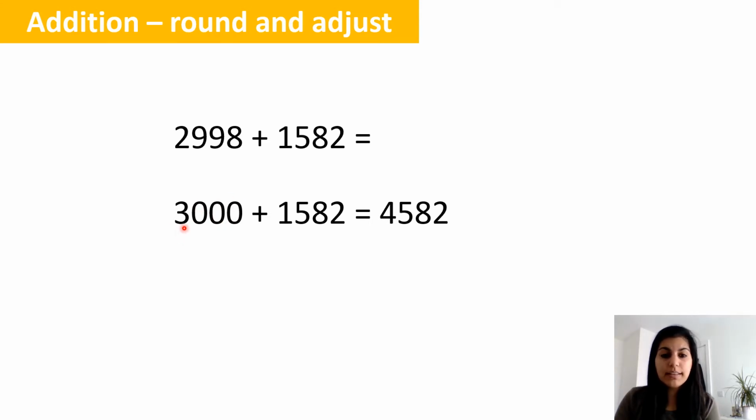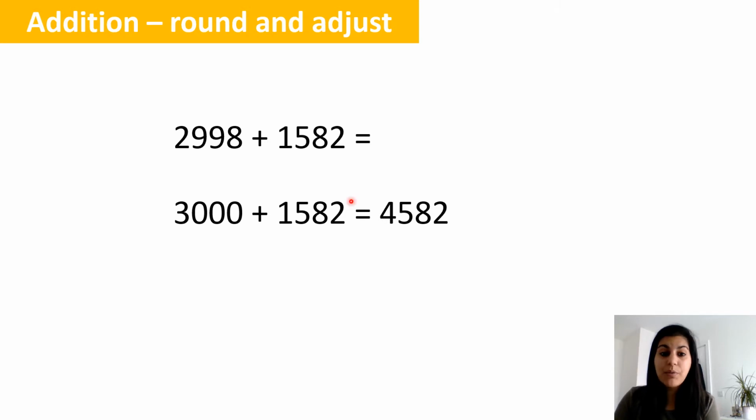It's only my thousands digit which is changing. So I've got 3 thousands here, which I'm adding to my 1,000 here. So my thousands is now going to change to 4. And my hundreds, tens, and ones have not changed because I've not added any more. So I've got 4,582. But was I meant to add 3,000, add 1,582?